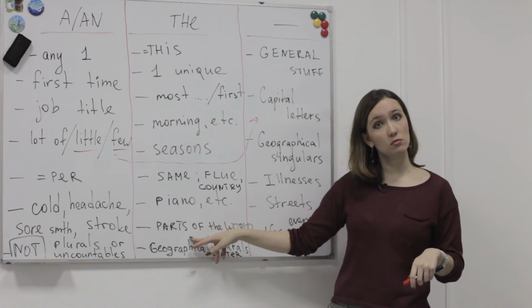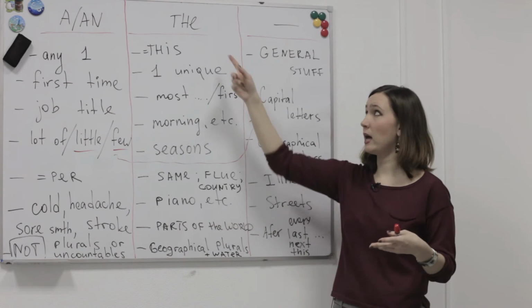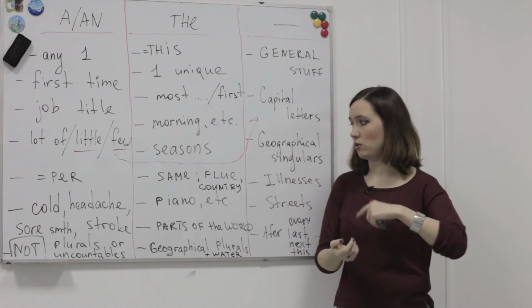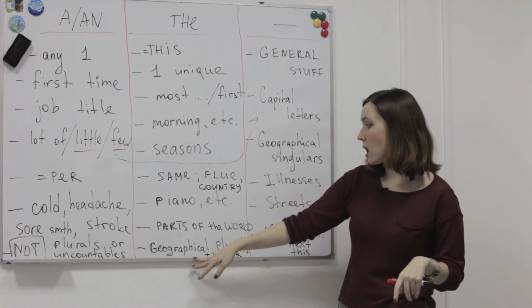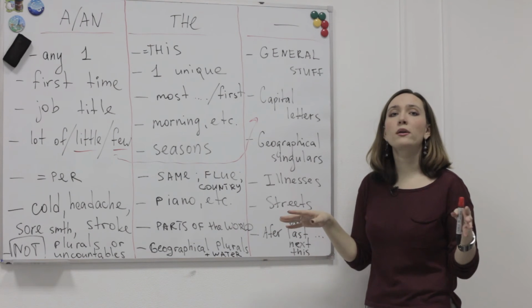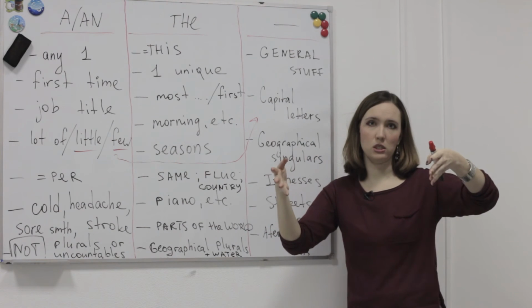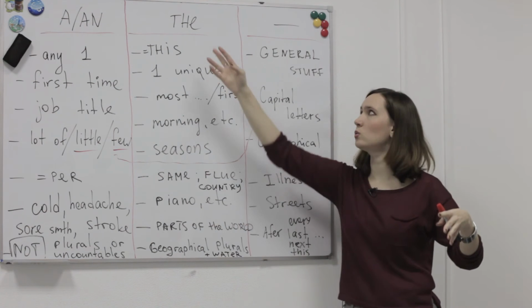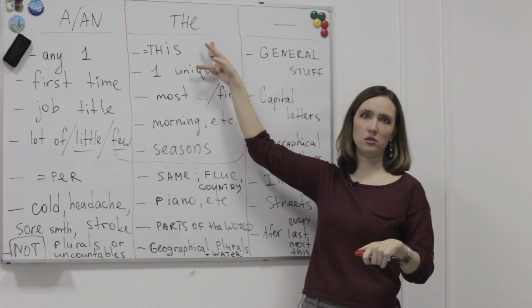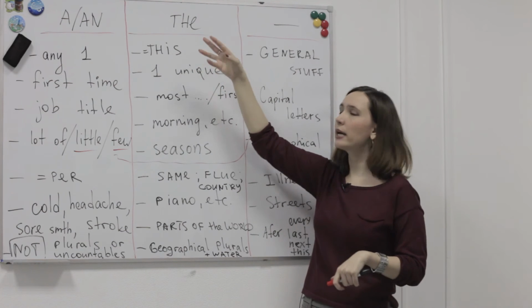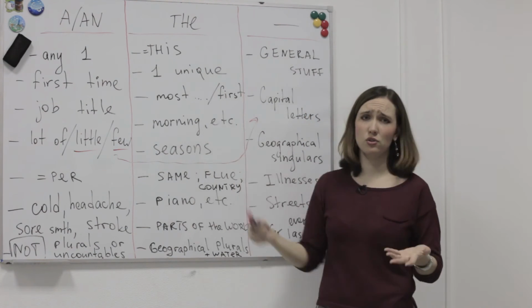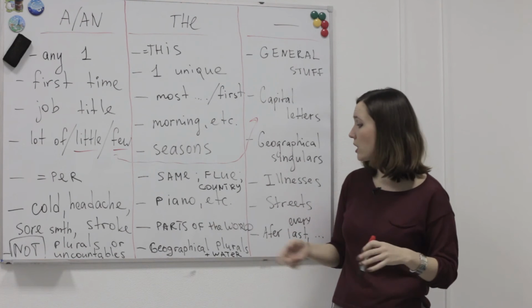Parts of the world. Yeah, so geography quite likes the article the. The south, the west, the east, the north. And geographical plurals. When you have many mountains, yeah, mountain range. When you have a set of islands, always the. The Urals or the Ural Mountains. The Canarian Islands, whatever. Deserts also, the Sahara Desert.